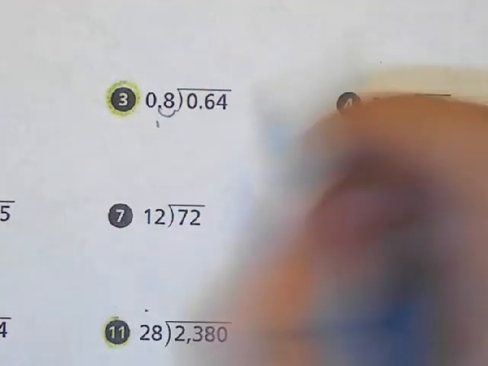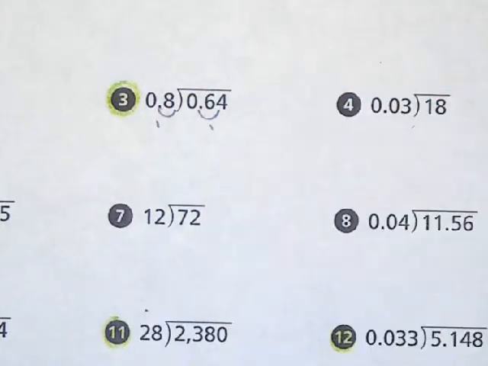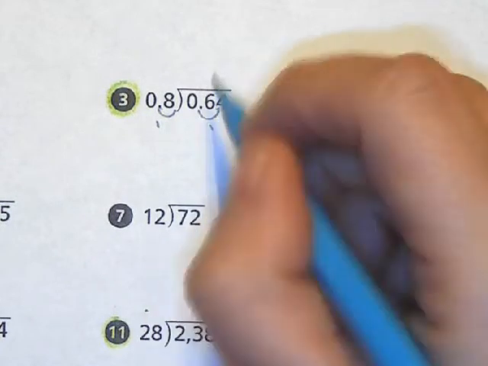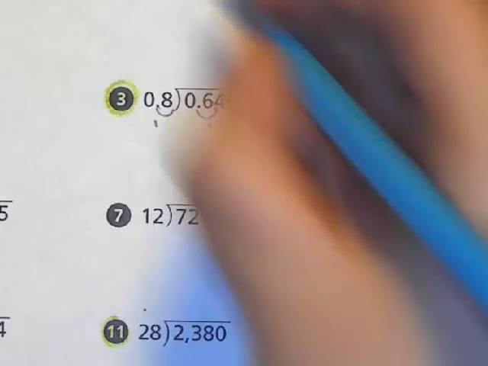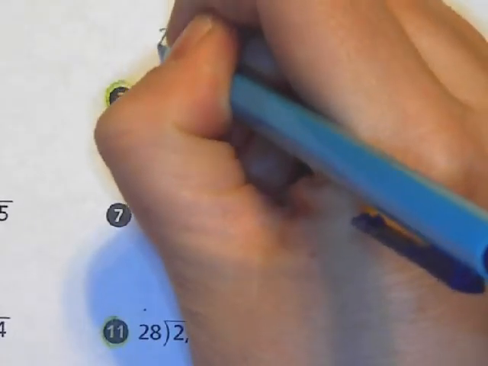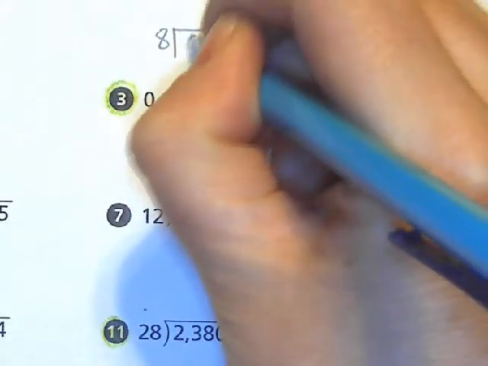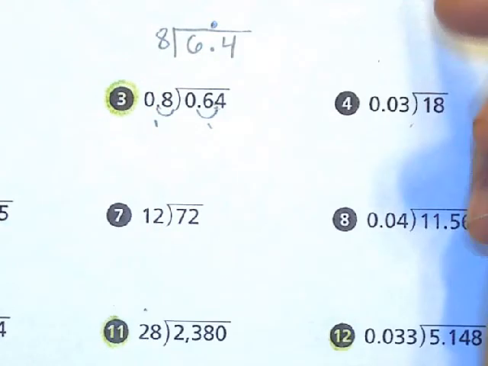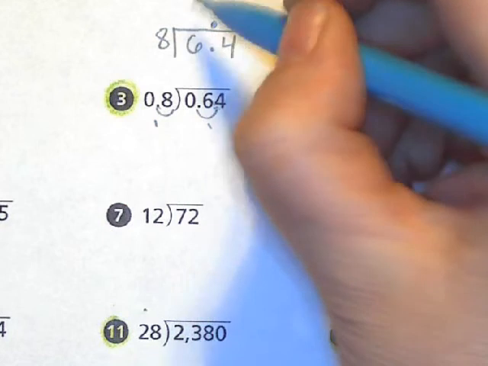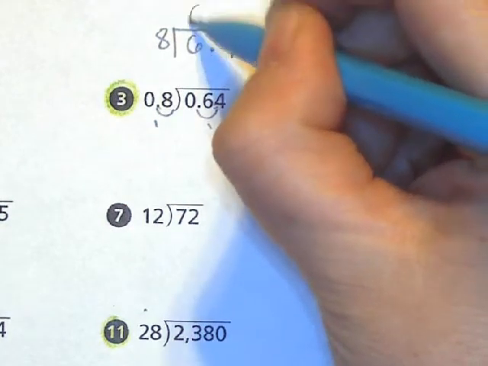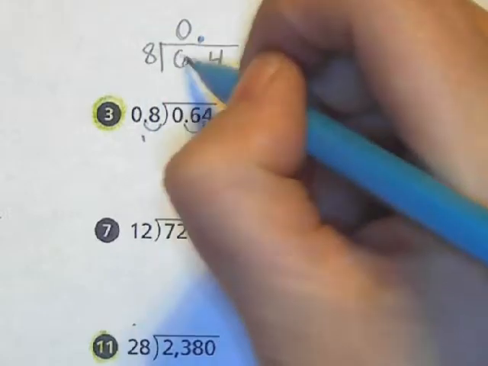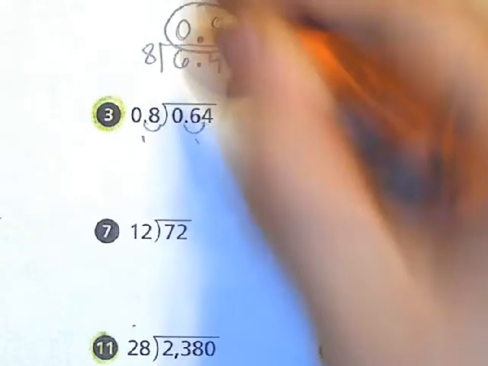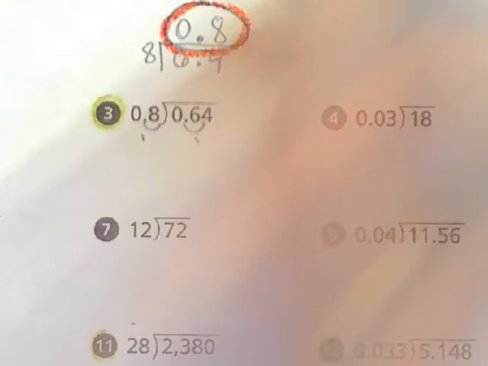Number 3. I've got a decimal in the divisor, so I've got to get rid of it. If I move that once, I have to move this one once. It would mean that it's in between the 6 and 4. I'm going to rewrite it right here. So now it just became 8 into 6.4. Decimal goes straight up. 8 will not go into 6, so you can place a 0 there or an X. I'm going to do a 0 because it's the decimal. And 8 goes into 64 exactly 8 times.